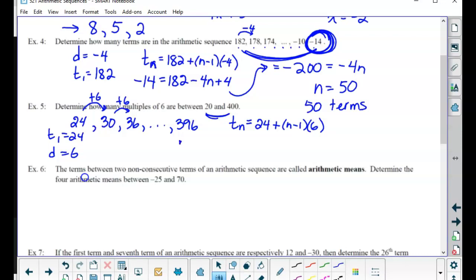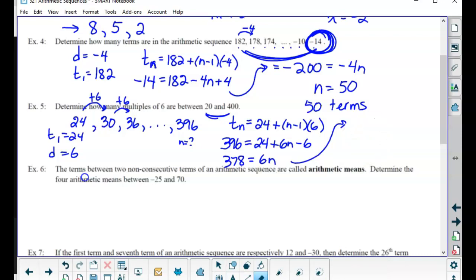So now we want to know what n is for 396. So 396 equals 24 plus 6n minus 6. So 24 minus 6 is 18. 396 minus 18 is 378 equals 6n. Divide by 6. N equals 63.